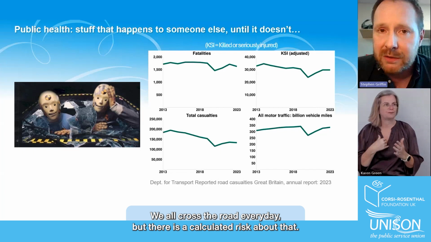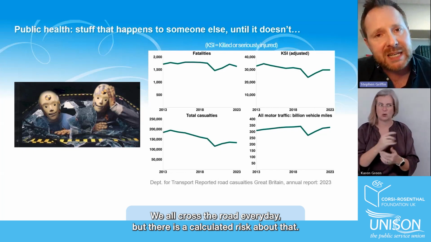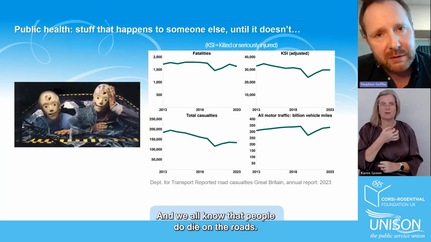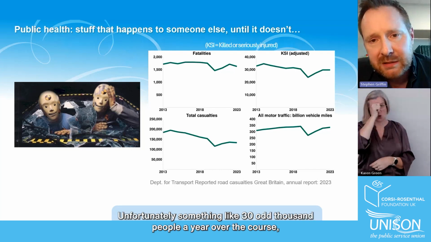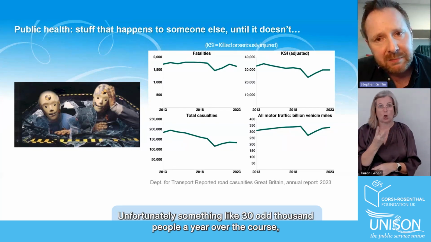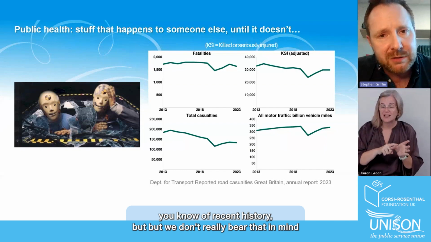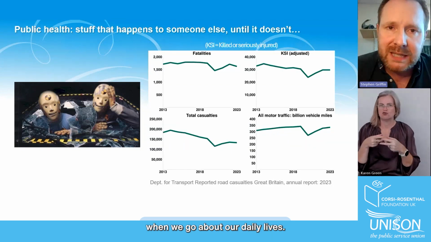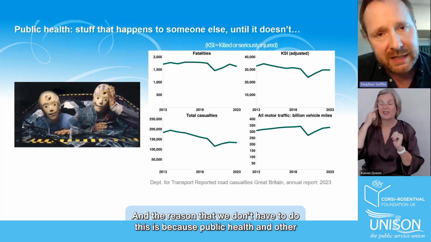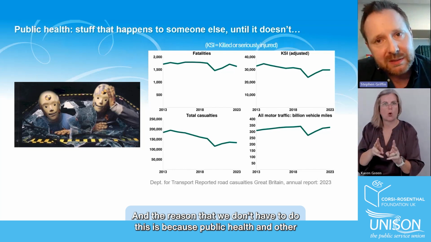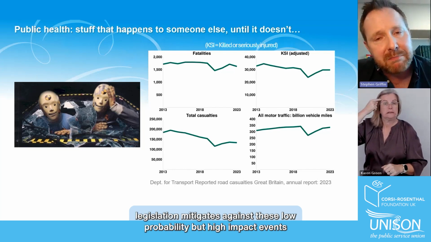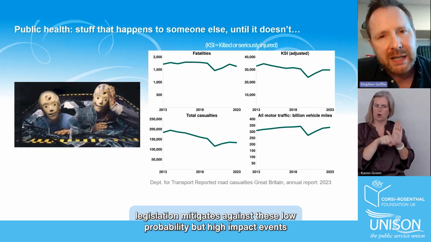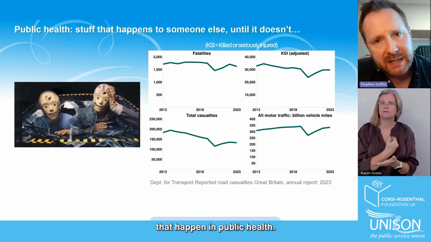We all cross the road every day, but there is a calculated risk about that. And we all know that people do die on the roads, unfortunately, something like 30,000 people a year over the course of recent history. But we don't really bear that in mind when we go about our daily lives. And the reason that we don't have to do this is because public health and other legislation mitigates against these low probability but high impact events that happen in public health.